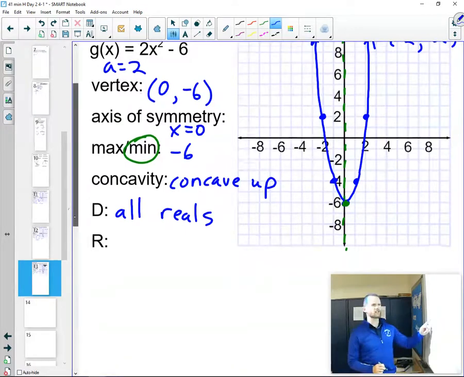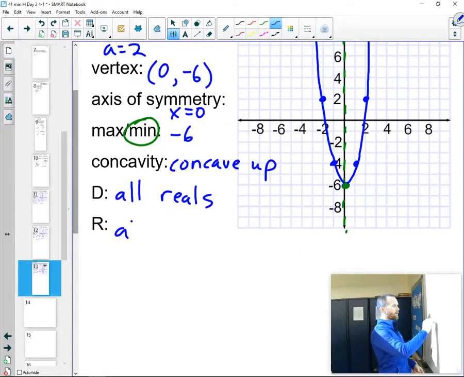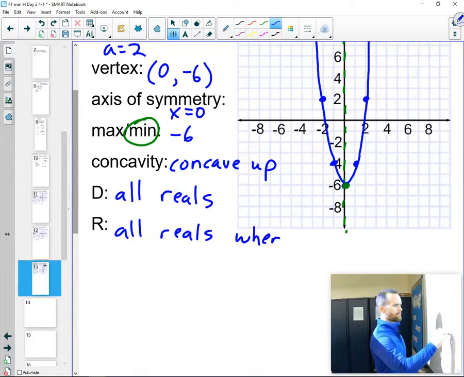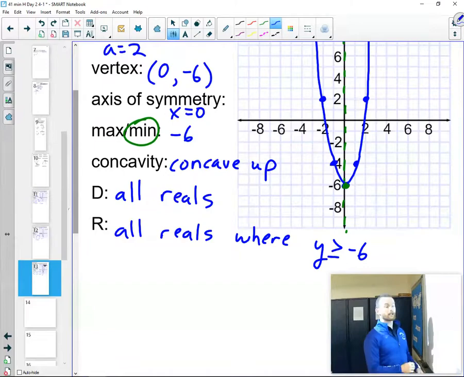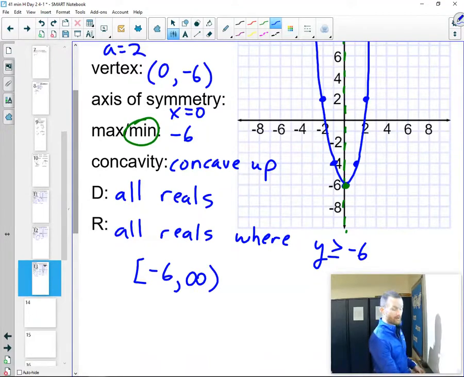And the range value, let's see, there's a minimum, so it's going to be all reals where y is greater than or equal to -6. And if you want to write that in set notation, that would just be from -6 to positive infinity for the range values. And we are finished.